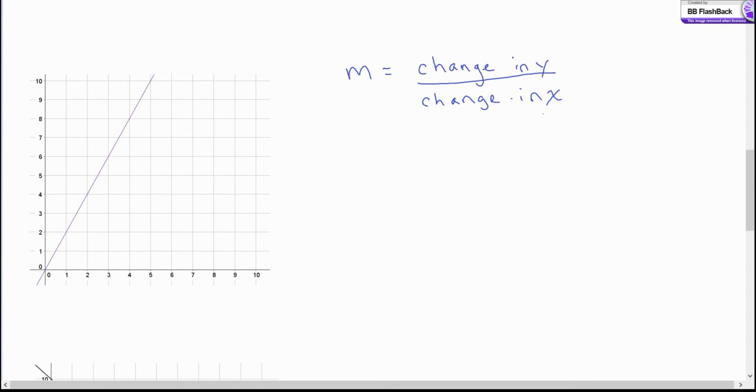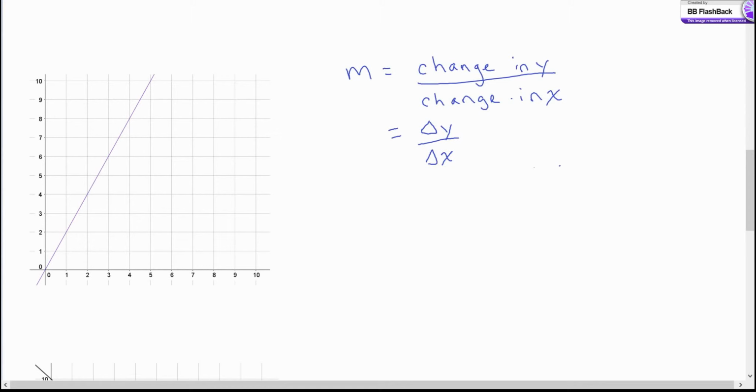That's a lot to write, isn't it? Well, lucky for you, there's a short form. For change in, we use this triangle shape. It's called a delta. It's a Greek letter. Delta y over delta x. Change in y values over change in x values.